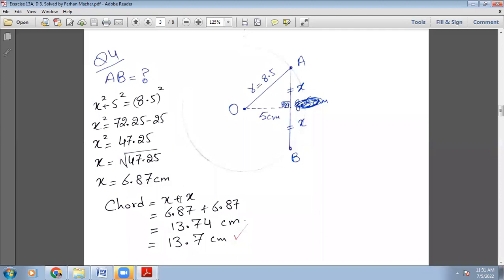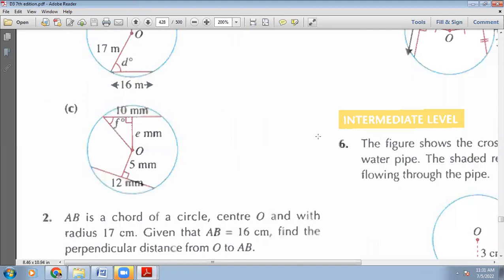So the full chord will be x plus x. So that will be 6.87 plus 6.87, and that will be 13.74 centimeters. So 13.7 centimeter is the length of this chord AB. So let's go to the next question.